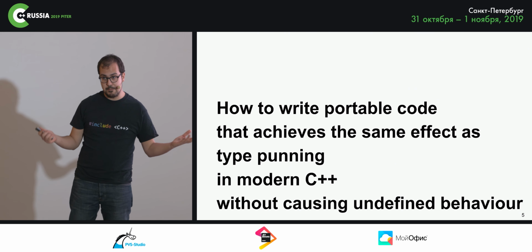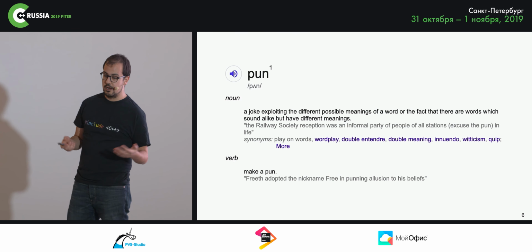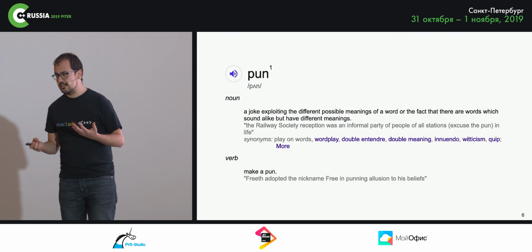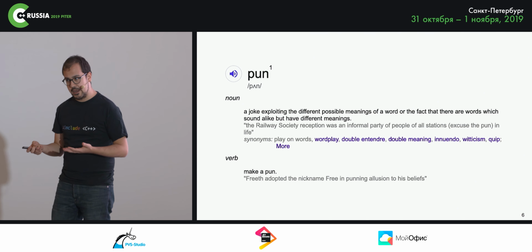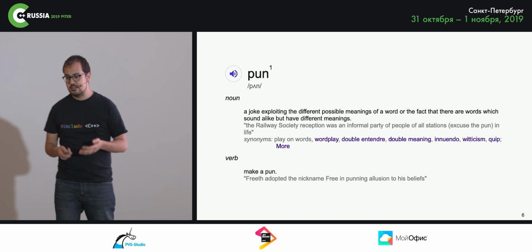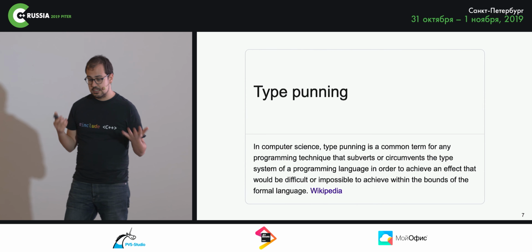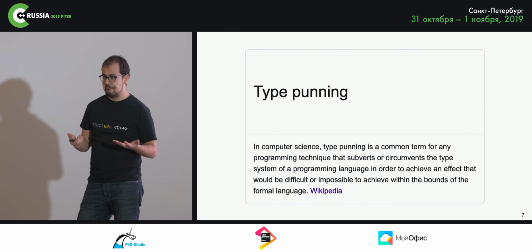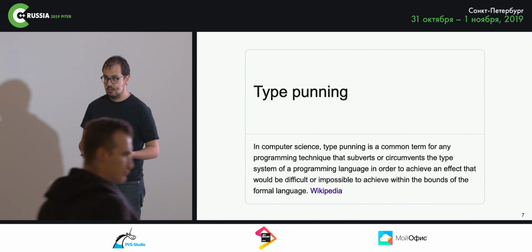So type punning, what does that mean? Punning, pun, is an English verb, right? So it means a joke exploiting different meanings of words, essentially using a word with a meaning that you didn't expect or that isn't appropriate for the context to create a humorous effect, okay? So then in programming, type punning means subverting the type system by using an object of one type as if it were an object of another type.